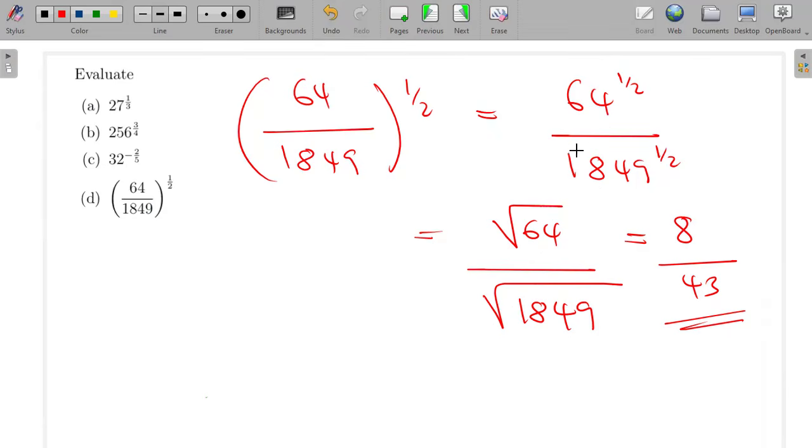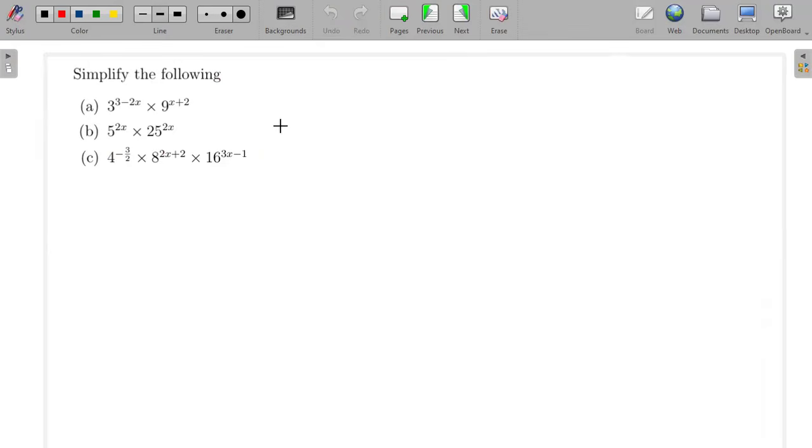No, sir, it is clear. Okay. So thank you. Let's do now this one. So how are we going to simplify? So now they're telling us to simplify this. You have 3 to the power 3 minus 2x, multiplied by 9 to the power x plus 2. So how do we do this one here?